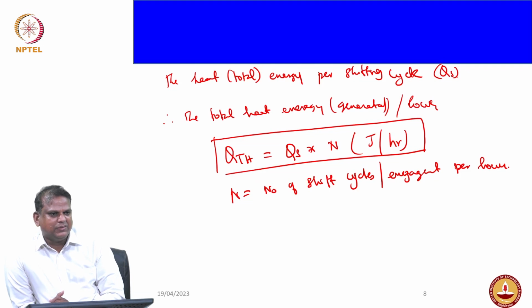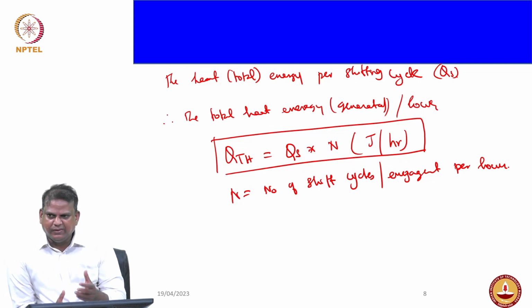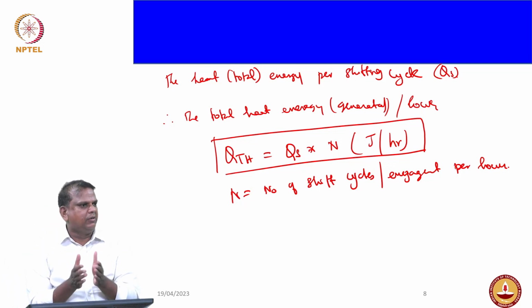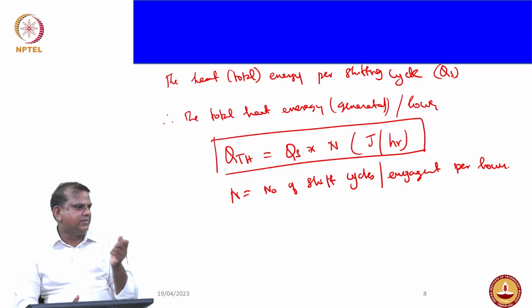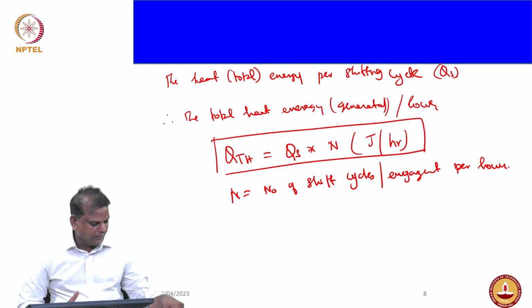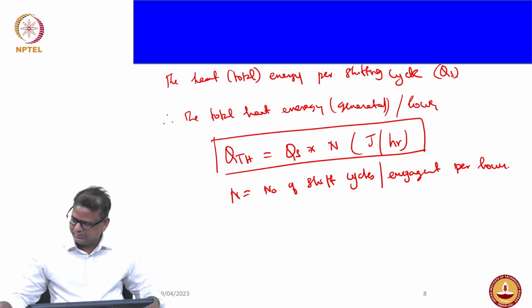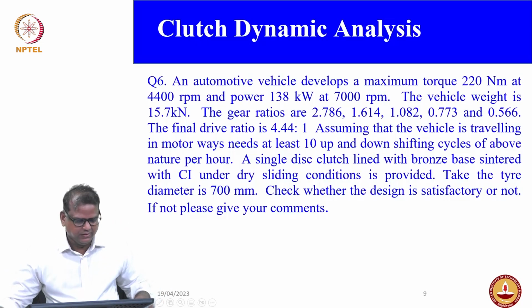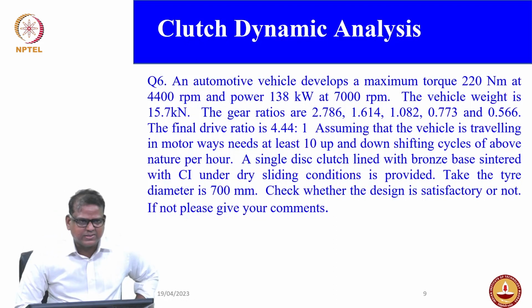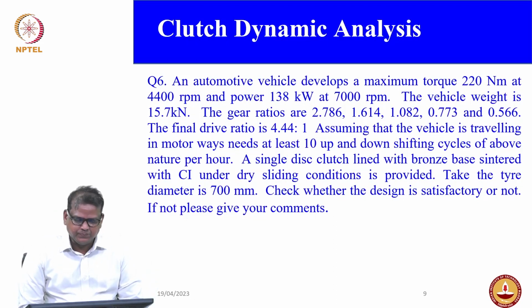You have to make sure that whatever temperature or heat is accumulated during the operation should not exceed the design value. That's one way where you can verify the design aspect for the clutch. In fact, we'll do a problem, then you will understand what exactly is happening. Please take down the problem.